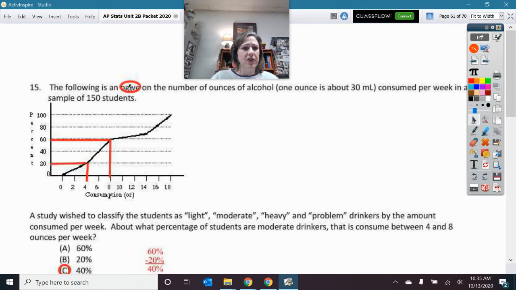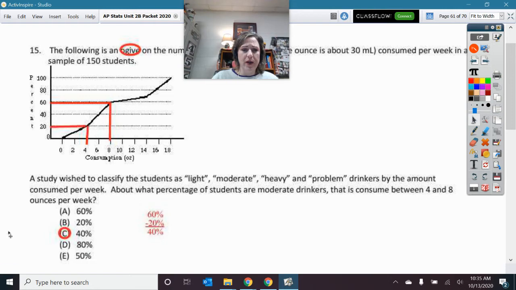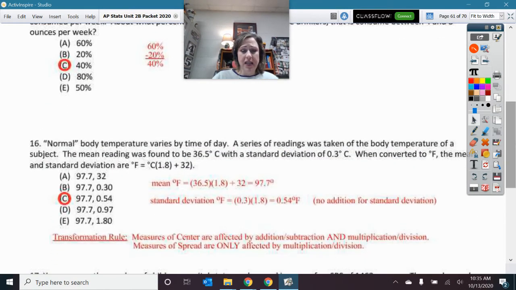Okay, here is our cumulative. These are cumulative percents here. So I can go through, and here I answered the question. The 4 and the 8 ounces. So what percent was between those ones? And that was the 40% of subjects.